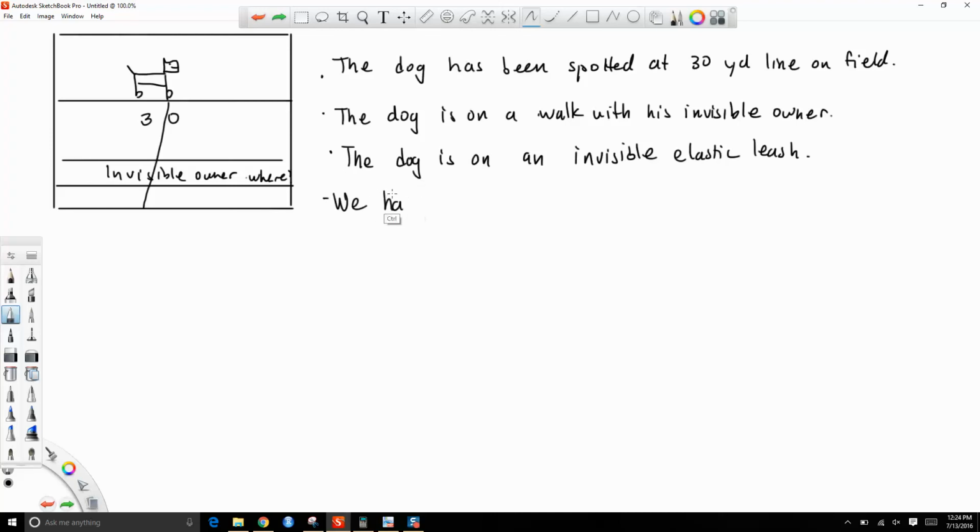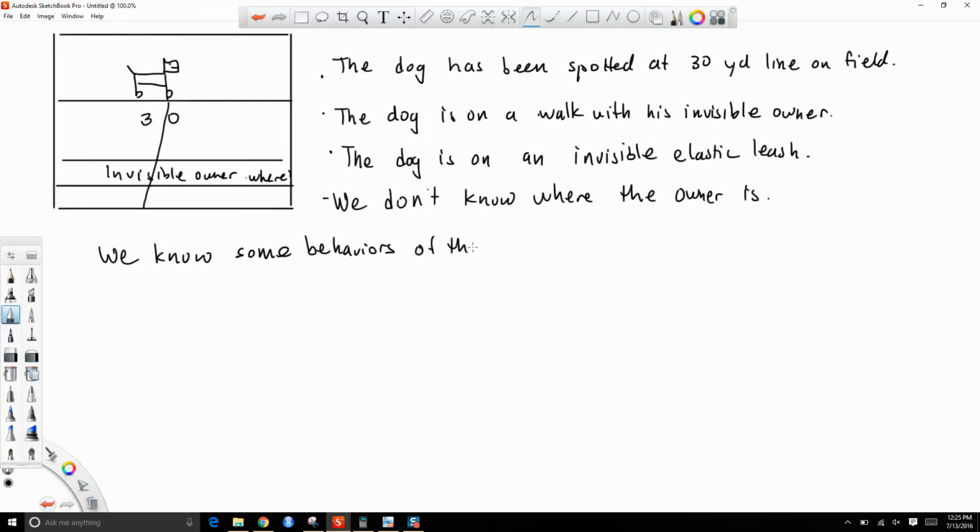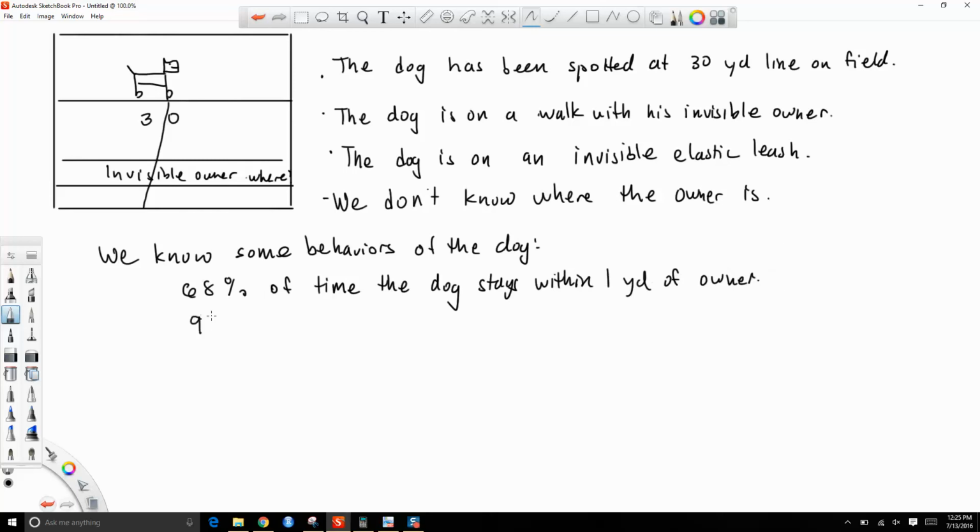But we do know a few things about the behavior of the dog. Okay, and what we do know is that the dog doesn't like to get choked by the leash, so that 68% of the time the dog stays within 1 yard of the owner. Okay, and 95% of the time stays within 2 yards of the owner.